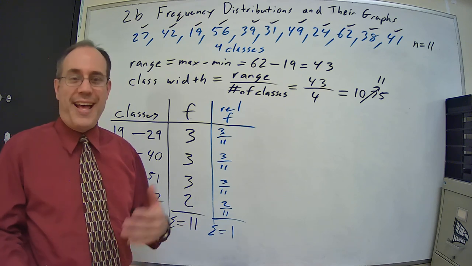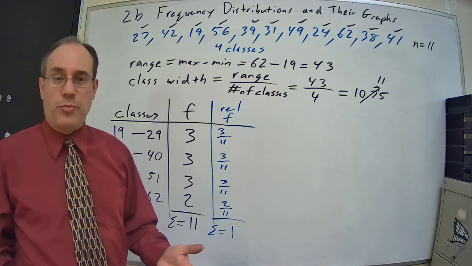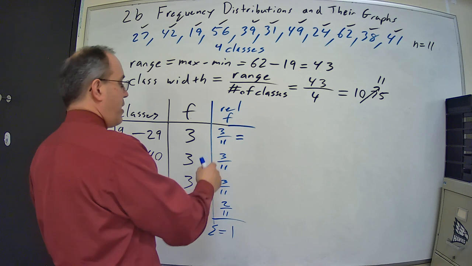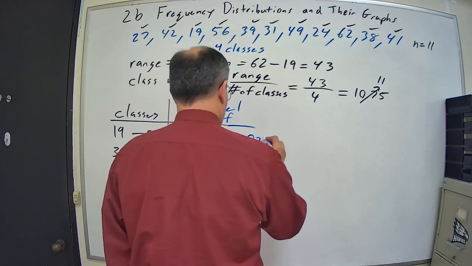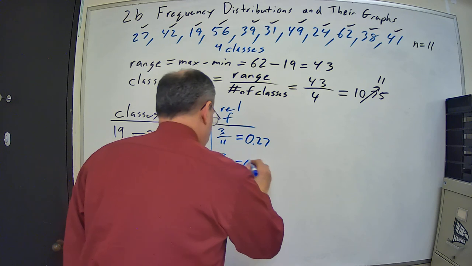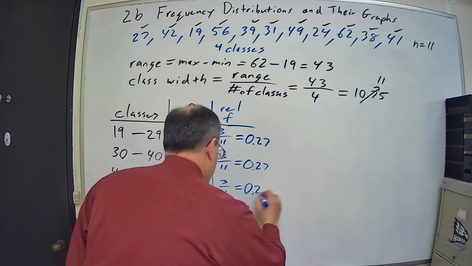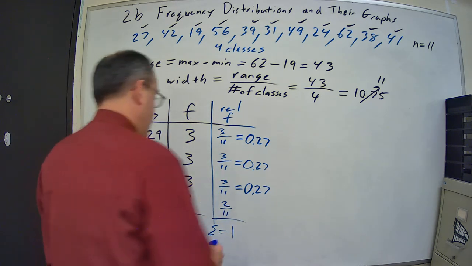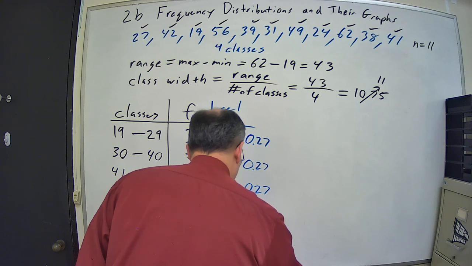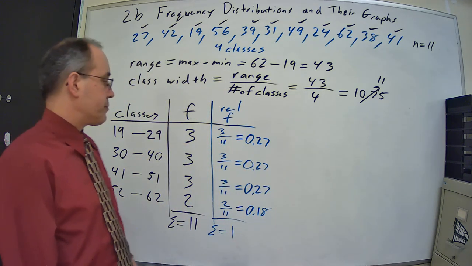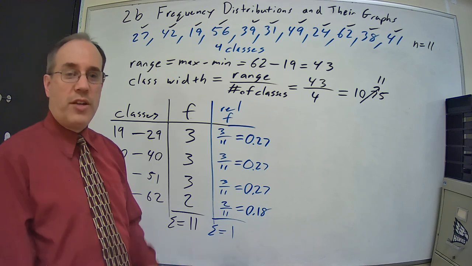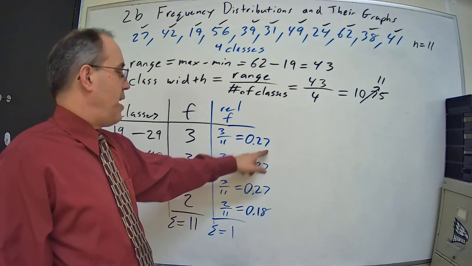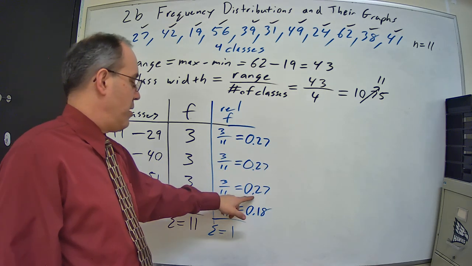But we also know that sometimes it's easier to work with decimals than with fractions. So I can convert them to decimals. So 3 elevenths is 0.27, 0.27, 0.27. And 2 elevenths is 0.18. So now I have those, and again, we want to add those up and make sure that they come out to be 1.